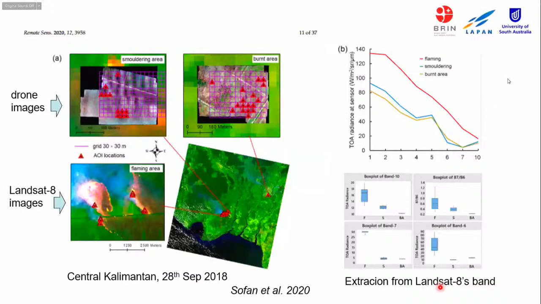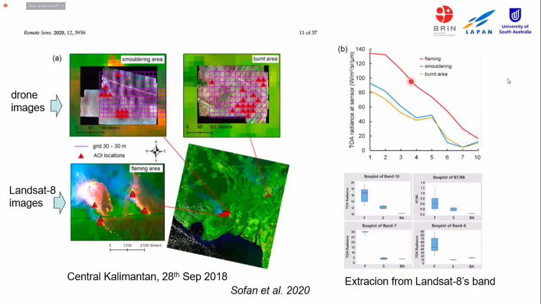And we also have some data from the drone images in all over the smoldering area and the burn area here. And for the flaming, because we can't directly go to the field under the flaming condition, we only delineate the flaming area by using Landsat images or other images, for example, from the Sentinel-2.